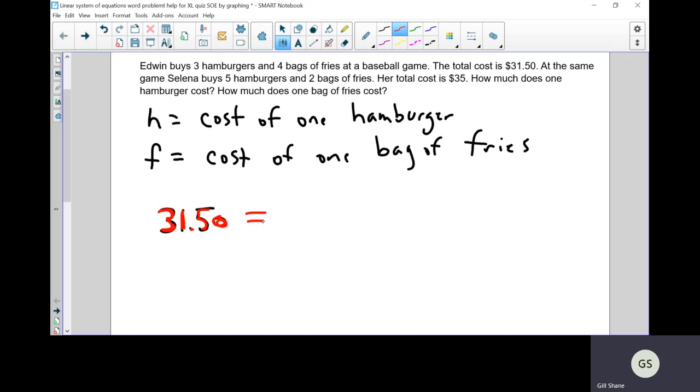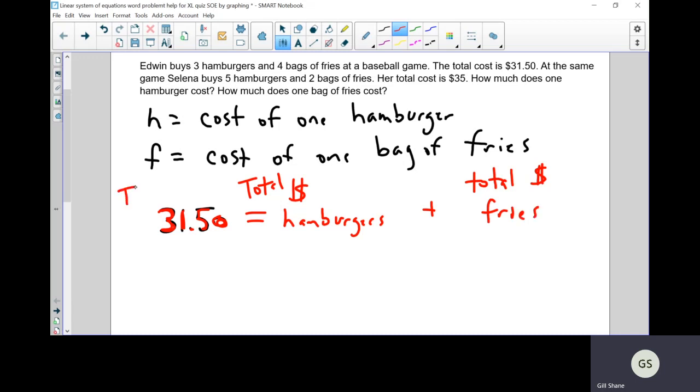So how do we get to that $31.50? Well, that's the amount he pays for hamburgers, total amount. So the total dollars he pays for the hamburgers plus, kind of the same thing, the total dollars he pays for fries. Right? That's going to be his total cost. Total money, or grand total, is sometimes what you may hear. So that's my equation in words.